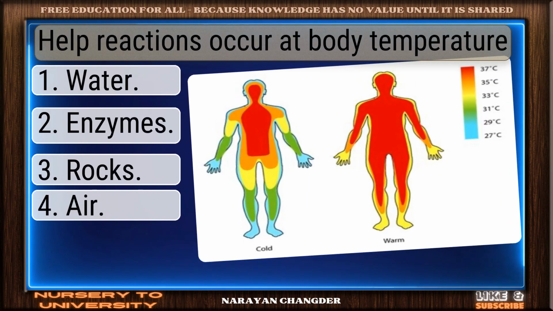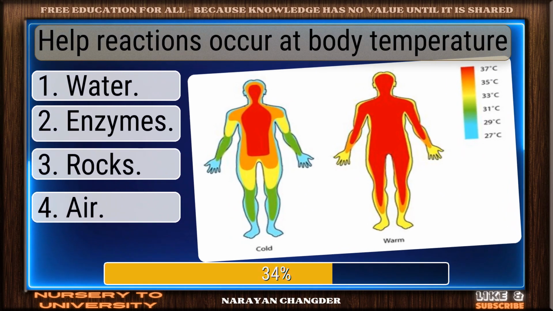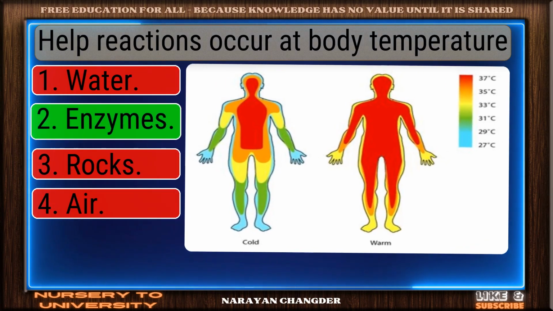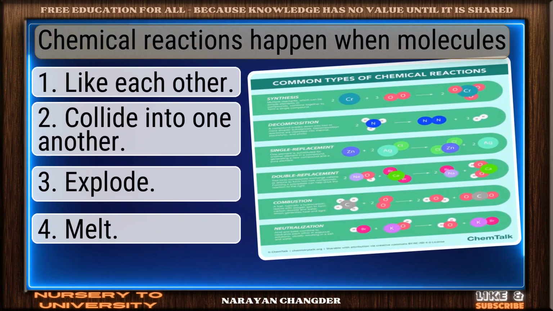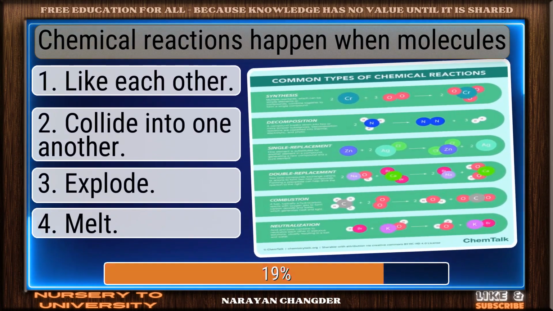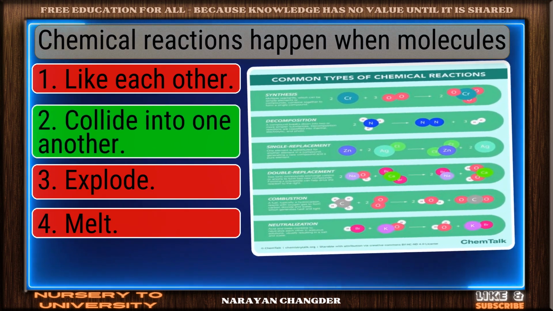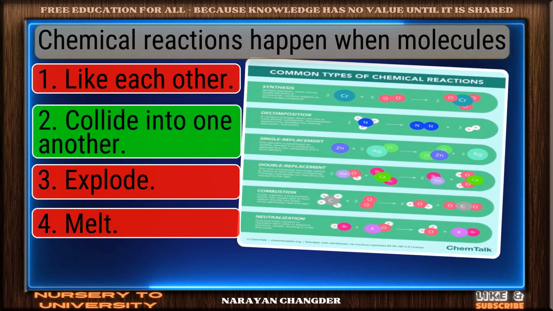Help reactions occur at body temperature. You chose enzymes, and it is correct. Chemical reactions happen when molecules. Right choice. Collide into one another is the best answer.